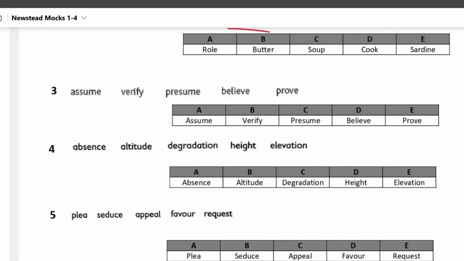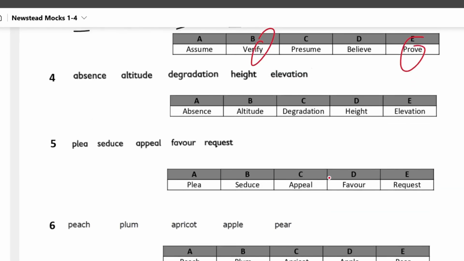All the words for 3 are to do with guessing or presuming, so assume, presume, and believe. Verify and prove are words to do with certainty. Verify means it's definitely correct, and so does prove.